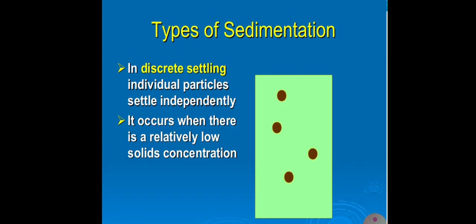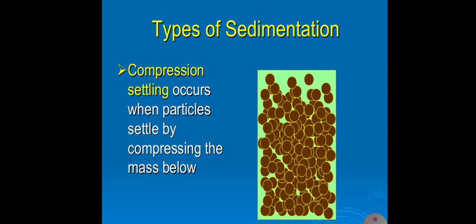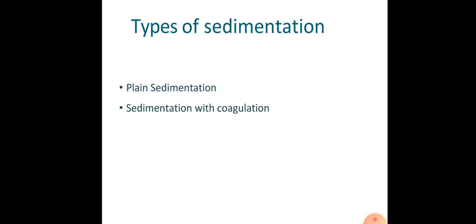So we call this a discrete settling where the particles are fewer. Then here you can see the flocculent settling where the particles attach with each other and then settle. And this is compression settling. Mainly here what happens is the particles settle by compressing the mass that is present below. So these are the four types of settling.